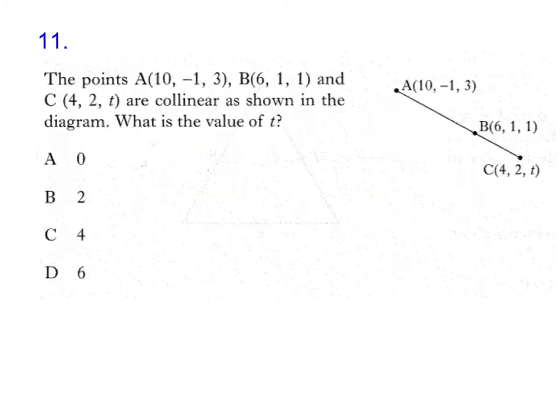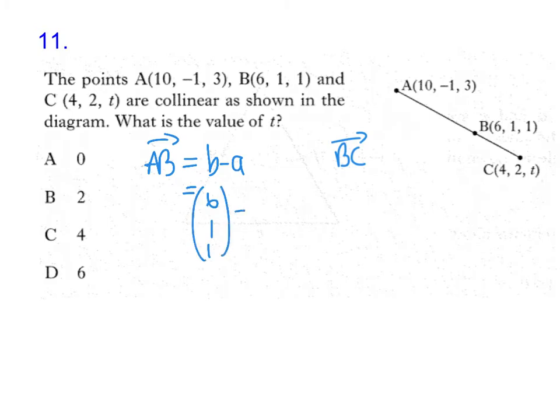Question 11, we're told that these points are collinear. What is the value of T? So if they are collinear, then A to B and B to C should be multiples of each other. So that's what we are going to find out. So A to B is B take away A, which is (6, 1, 1) take away (10, -1, 3). And that will give us 6 take away 10 is minus 4. That becomes 1 plus 1, which is 2. 1 take away 3 is minus 2.